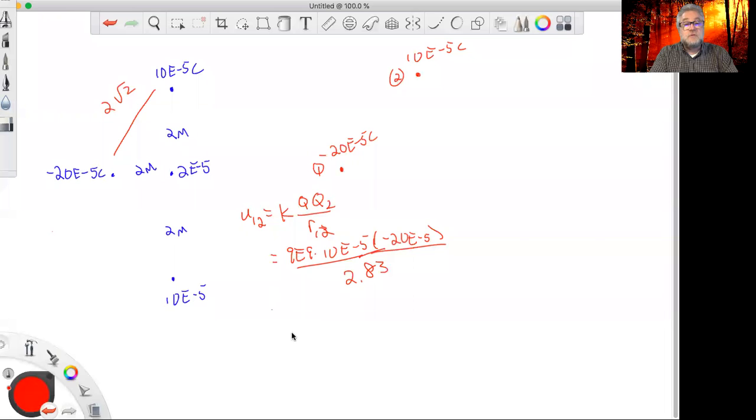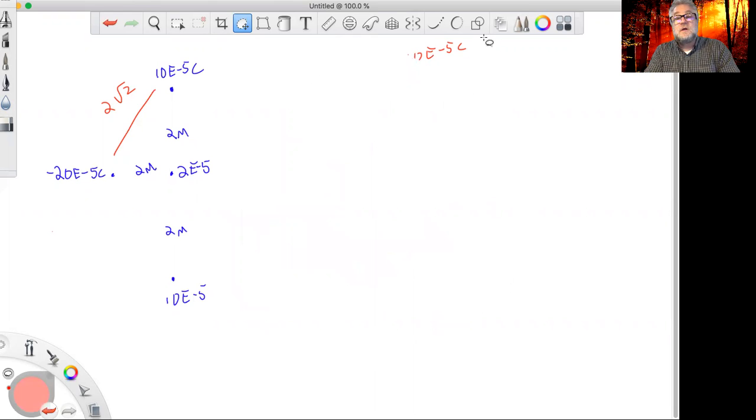Okay, so we are looking at solving a physics problem, finding the electric potential. And here's our setup. I'll get rid of all of this and get rid of this little bit here. Okay, so we have charge Q1, negative 20 e minus 5, charge Q2, plus 10 times 10 to the negative fifth.